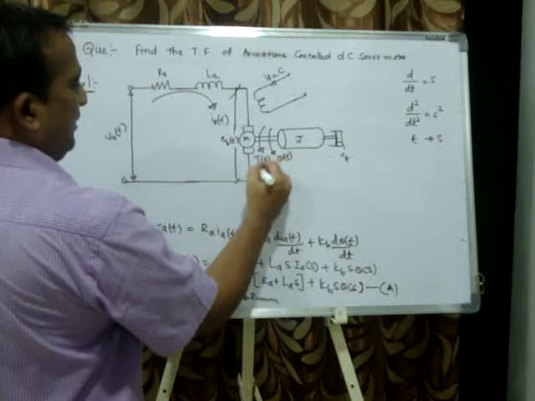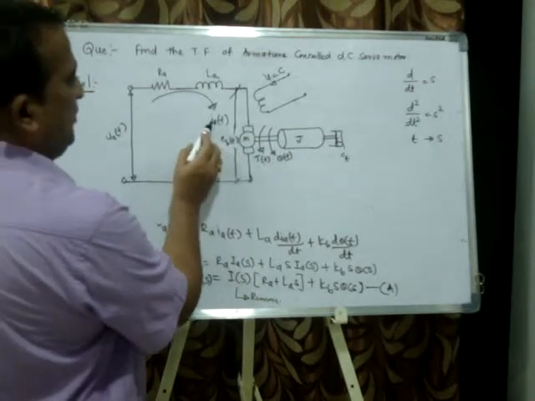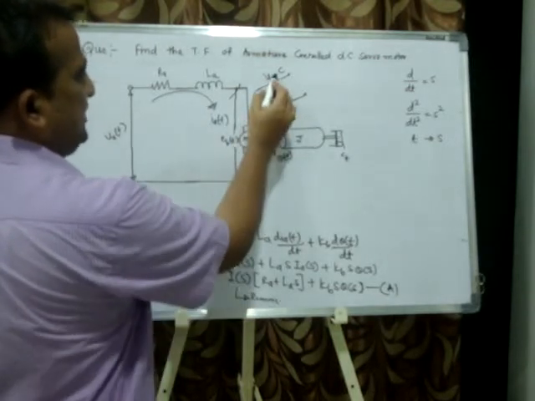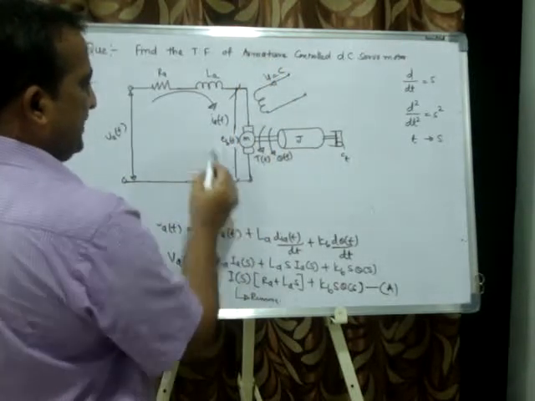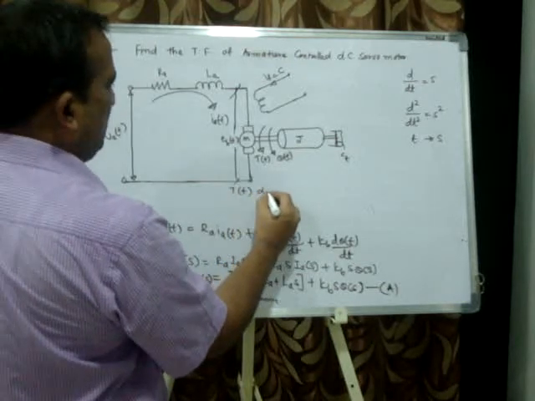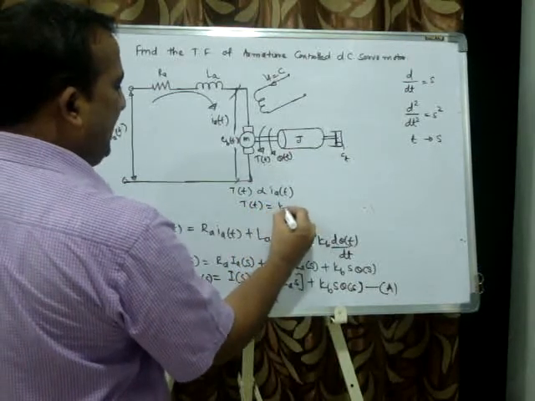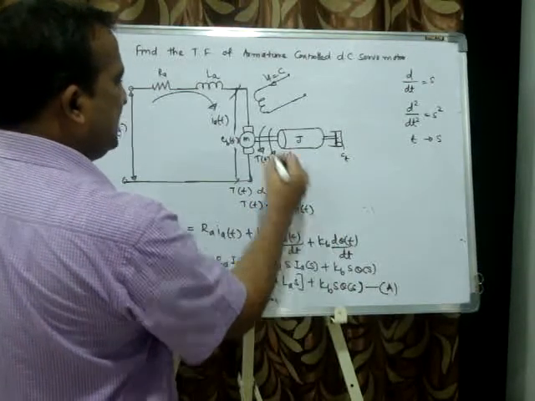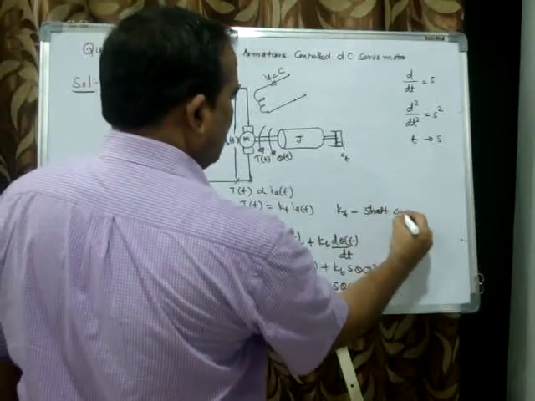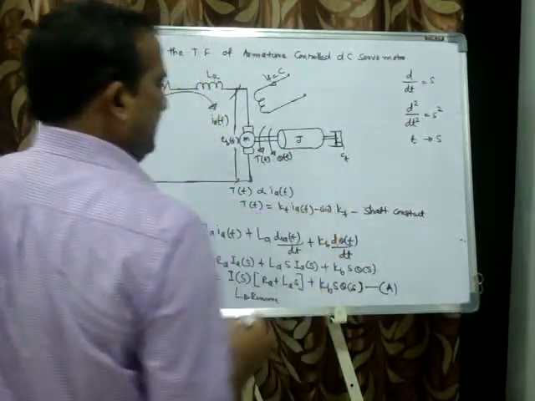How do I increase the torque? What am I supposed to do? The torque is directly proportional to armature current. When the armature current increases, the torque increases. The field current is constant. So I'll write the torque is directly proportional to armature current: T(t) = KT IA(t). What is KT? KT is the shaft constant. This is equation number 3.